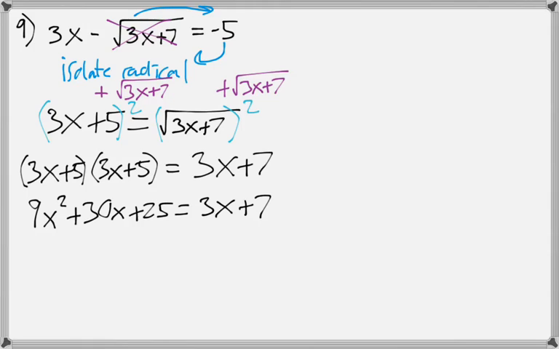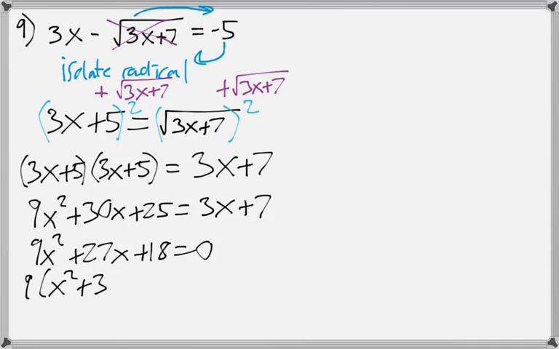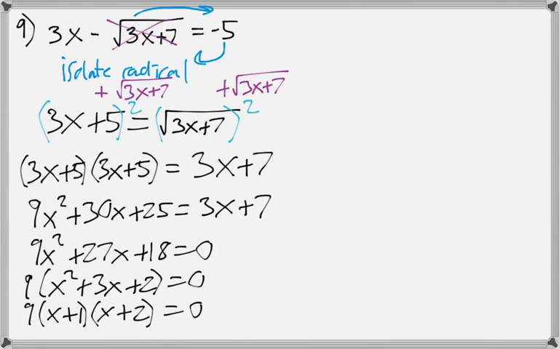Okay, so I have x's and x squareds. I want to get everything onto one side and 0 on the other so that I can solve by factoring. So I'm going to subtract 3x from both sides to get 27x. Then I'm going to factor out a 9. And then I can factor this to be x plus 1 and x plus 2. So 1 times 2 gives me the 2, 1 plus 2 gives me the 3.